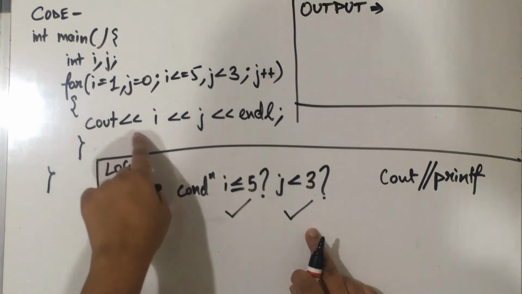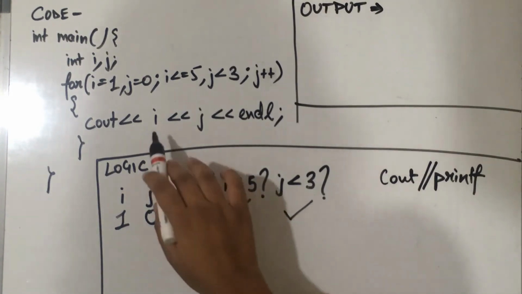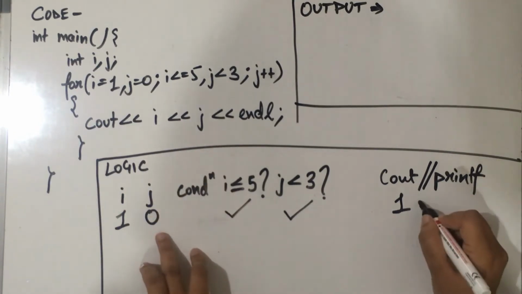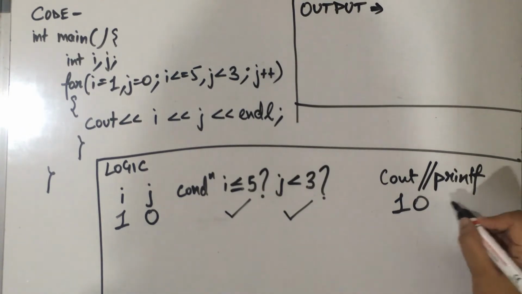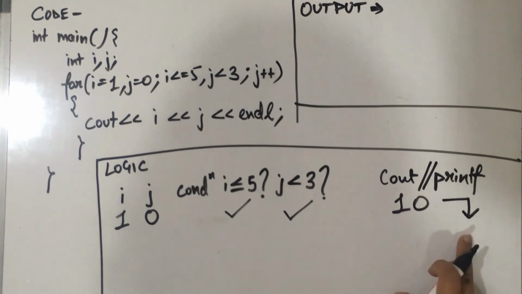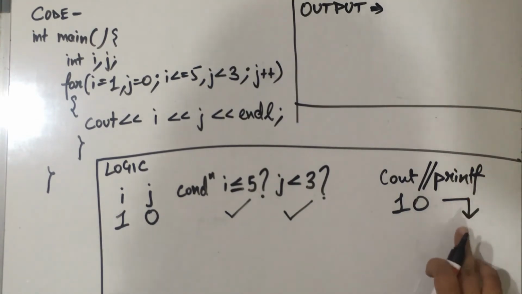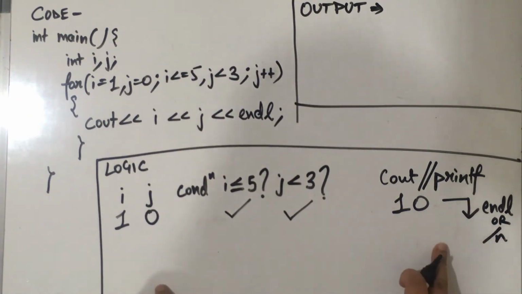Once we go inside, we check cout i and j and endl. What we're basically doing is just printing. Cout is print. We print i, which is 1, and we print j, which is 0. And then there's endl. Endl basically means \n, which means go to the next line. After this we will go to the next line. I'm showing it by this arrow, which means going to the next line, same as endl in C++ or \n in C language.